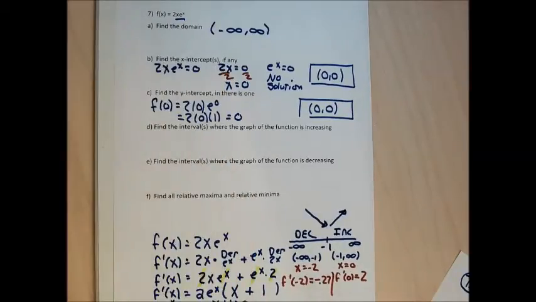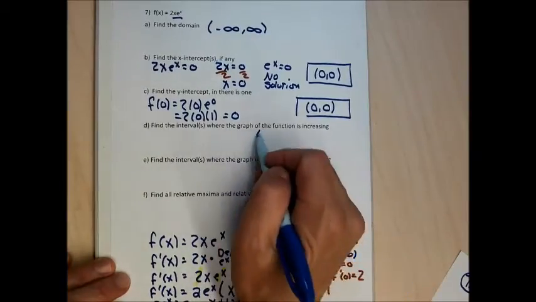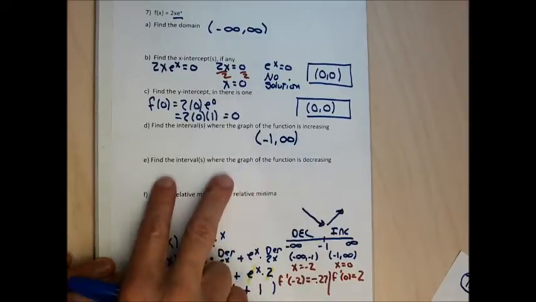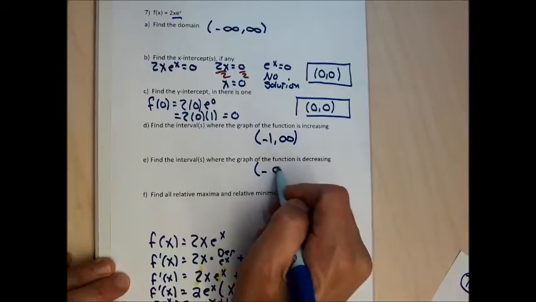I can write my answer to part D and E. For D, it's increasing from -1 to positive infinity. I can write my answer to part E. It's decreasing from negative infinity to -1.